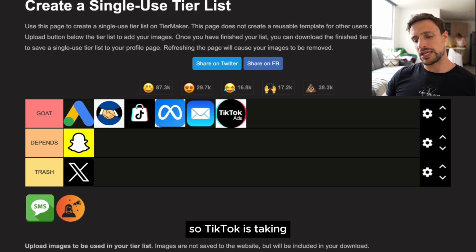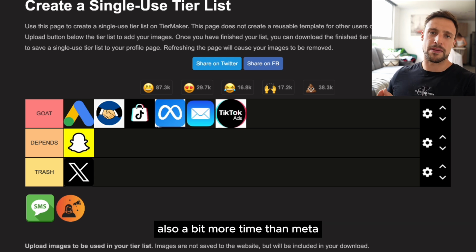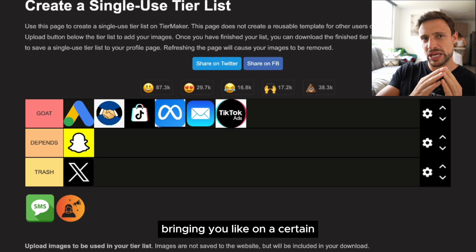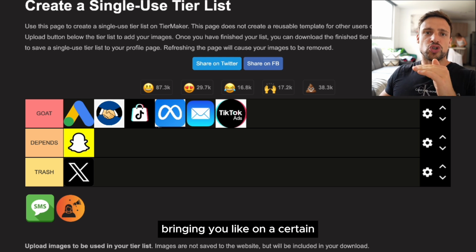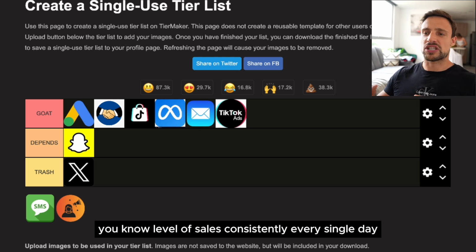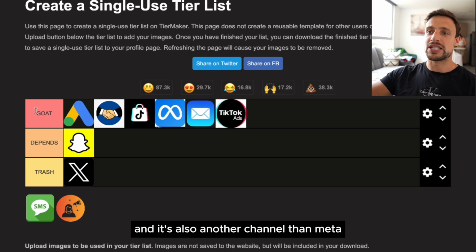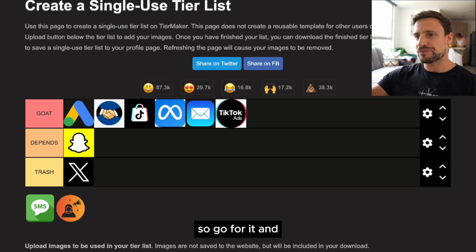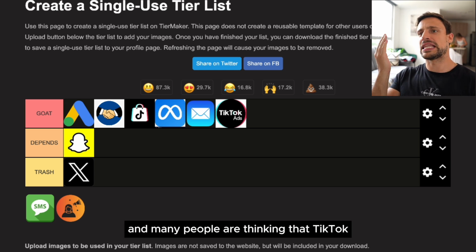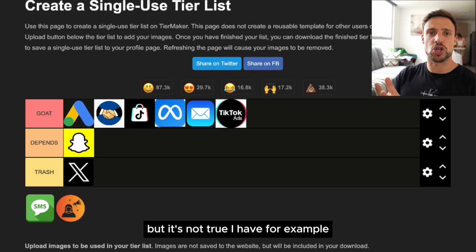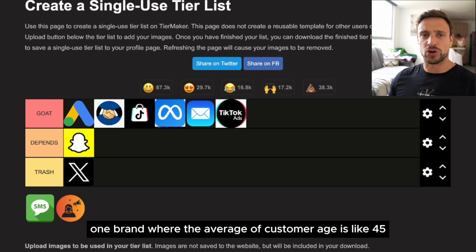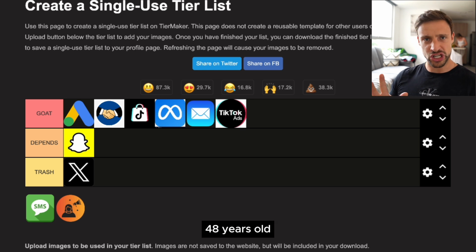So TikTok is also taking a bit more time than Meta to really have this algorithm bringing you to a certain level of sales consistently every single day. But it's a great tool, and it's also another channel than Meta. So go for it. And many people are thinking that TikTok ads is only for young people, but that's not true. I have, for example, one brand where the average customer age is like 45, 48 years old.